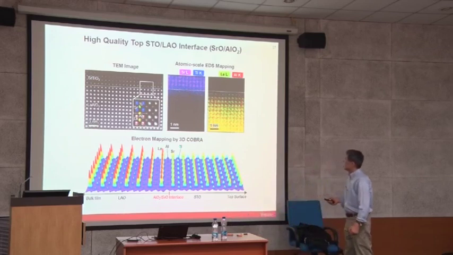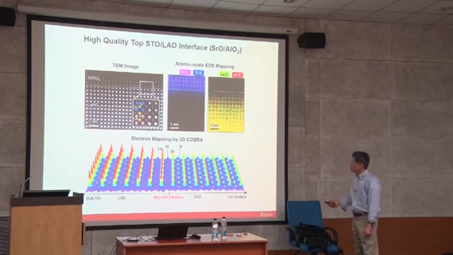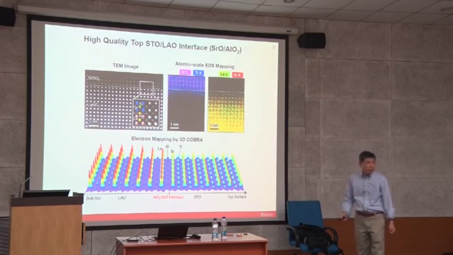Okay, so looking at this interface and this elemental mapping, EDS mapping, energy dispersive spectroscopy at the atomic scale, it shows that the termination is clearly what we expected. But more clearly, you can see the surface diffraction is clearly lanthanum, aluminum, and strontium, titanium. You can see that very nice termination.